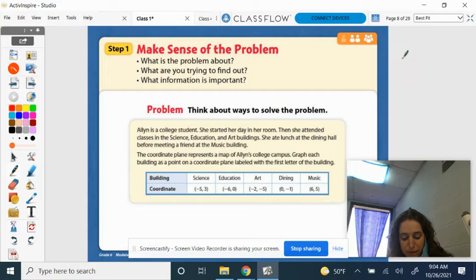So, there isn't a coordinate plane. If I was you all, well, it has it done for you, but I want you to actually do that. So what I'm going to do, look back here.